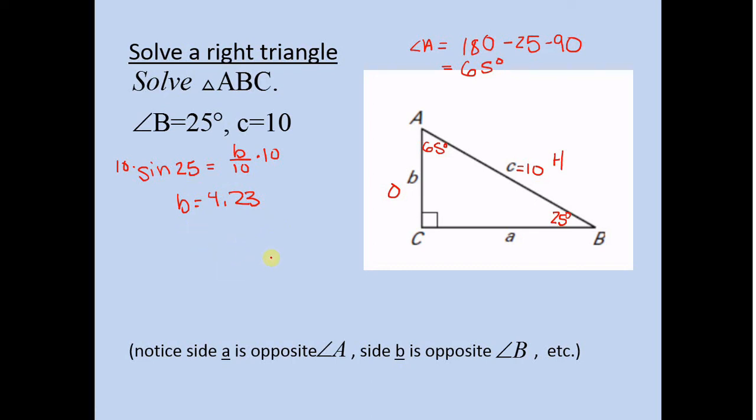Now I need to find A. You could use adjacent over hypotenuse, which would be cosine, but since I found that 65-degree angle, I'm going to use sine again. Sine of 65 equals A over 10. Multiplying by 10 again to get rid of it out of the denominator, I'm going to get A equals 10 times the sine of 65, 9.06 if I round again to 2 decimal places. So I have solved this triangle. I have found everything that I possibly could find about that triangle.